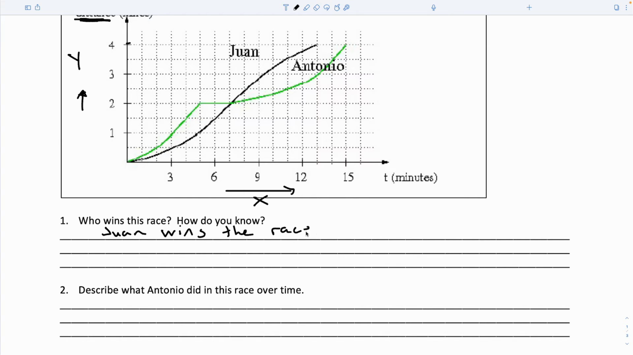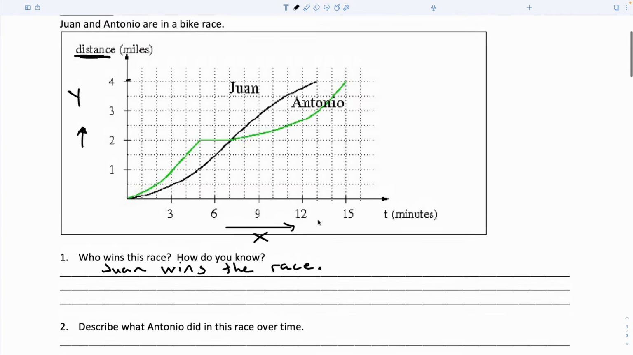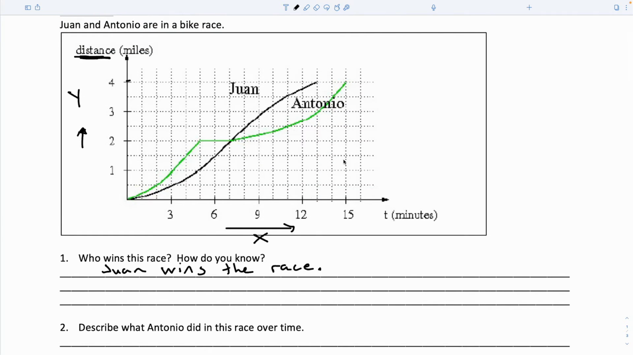We know that Juan wins the race because if you look at the bottom, it takes him about 13 minutes to get to the finish line of 4 miles. The time is the left and right, so he gets there in 13 minutes and he finishes the race before Antonio.